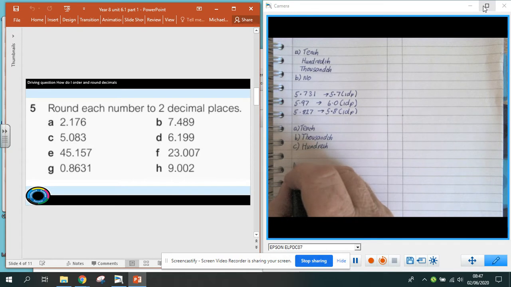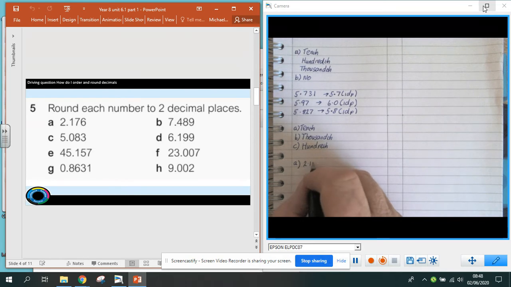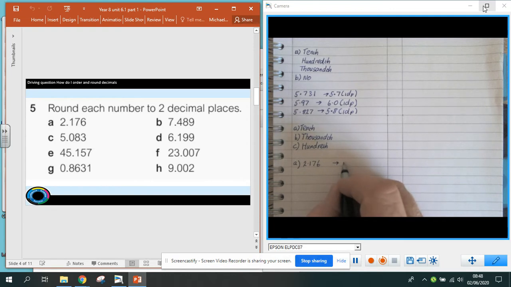So, working my way through this one, A, 2.176. I'm looking to 2 decimal places, so I'm looking at the 6. The 6 obviously is more than 5, so I add 1 to this, so this becomes 2.18 to 2 decimal places.